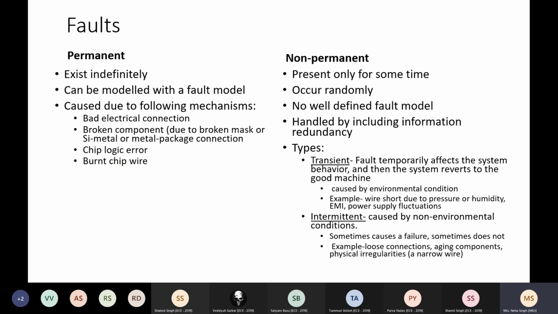However, we generally consider specific kinds of faults. Of those faults, the first class is permanent and non-permanent. As the name suggests, permanent fault हमेशा रहेंगी.